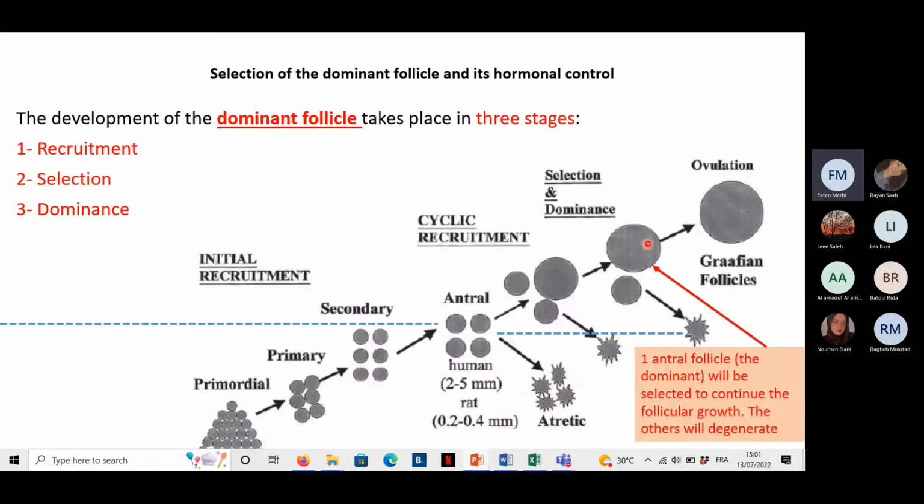So the dominant follicle here produces large amounts of estrogen, and those large amounts of estrogen have a positive feedback on the hypothalamus and on the anterior pituitary gland, which will lead to a peak or a surge in the LH levels. And this surge of the LH will lead to the ovulation and to many changes in the follicle itself, and at the level of the oocyte, like the resumption of the meiosis, for example.